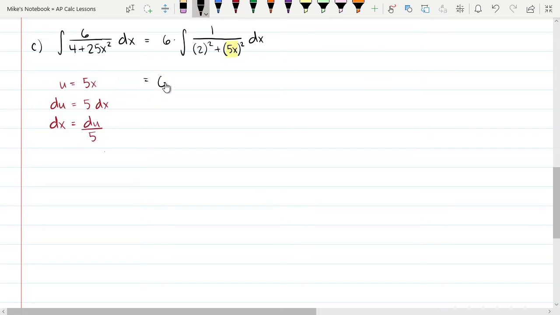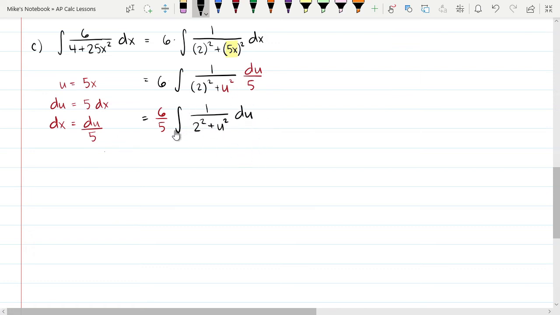So when we substitute, that's going to give us 6 times the integral of 1 over 2 squared plus u squared, and then du over 5. And just like before, that 1/5, I'm going to move out in front to multiply with the 6 that's already out there. So now I'm going to have 6 over 5 times the integral of 1 over 2 squared plus u squared du.